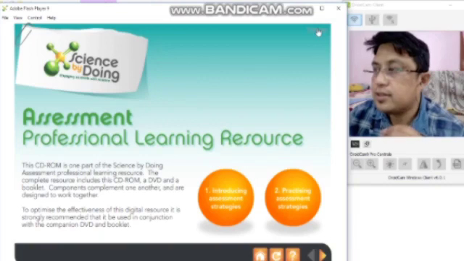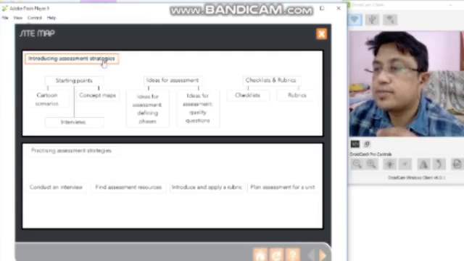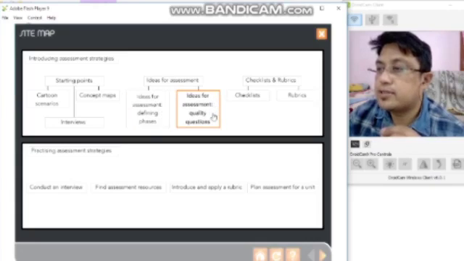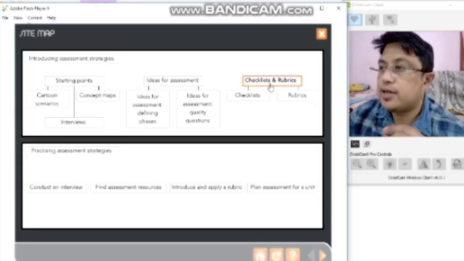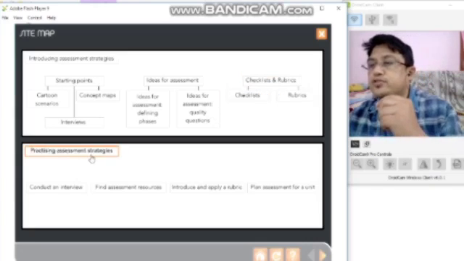As I mentioned, let us see what is there inside in the sitemap. Introducing assessment strategies, starting points, cartoon scenarios, concept maps, interviews, ideas for assessment, ideas for assessment defining phases, ideas for assessment quality questions, checklists and rubrics. Here we have practicing assessment strategies.